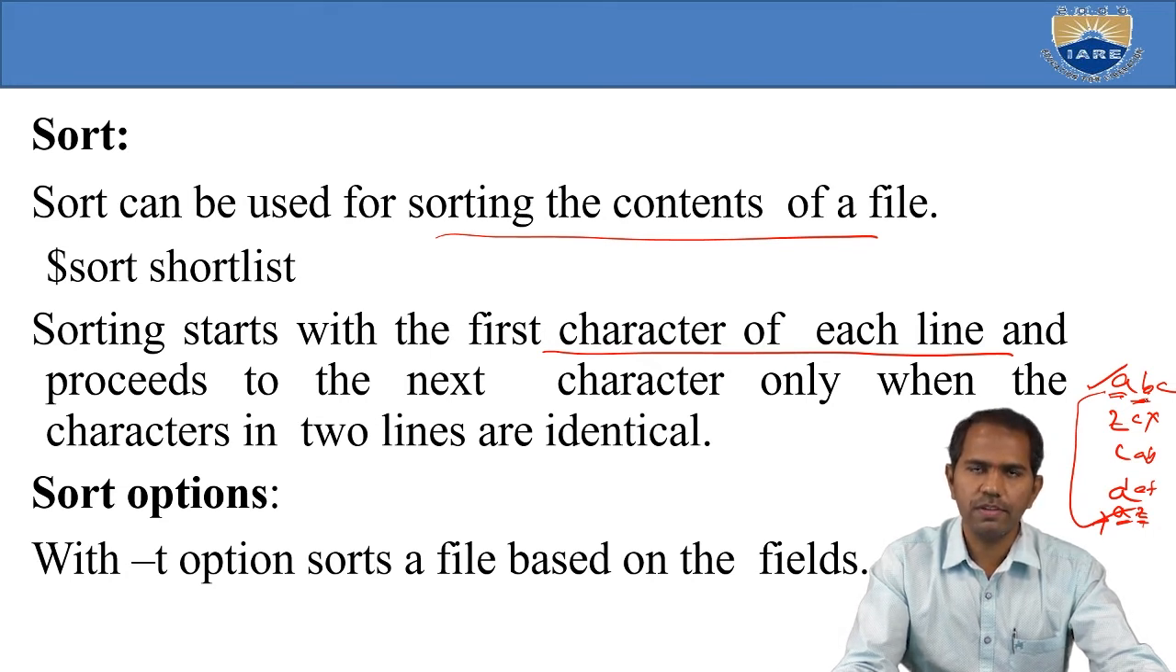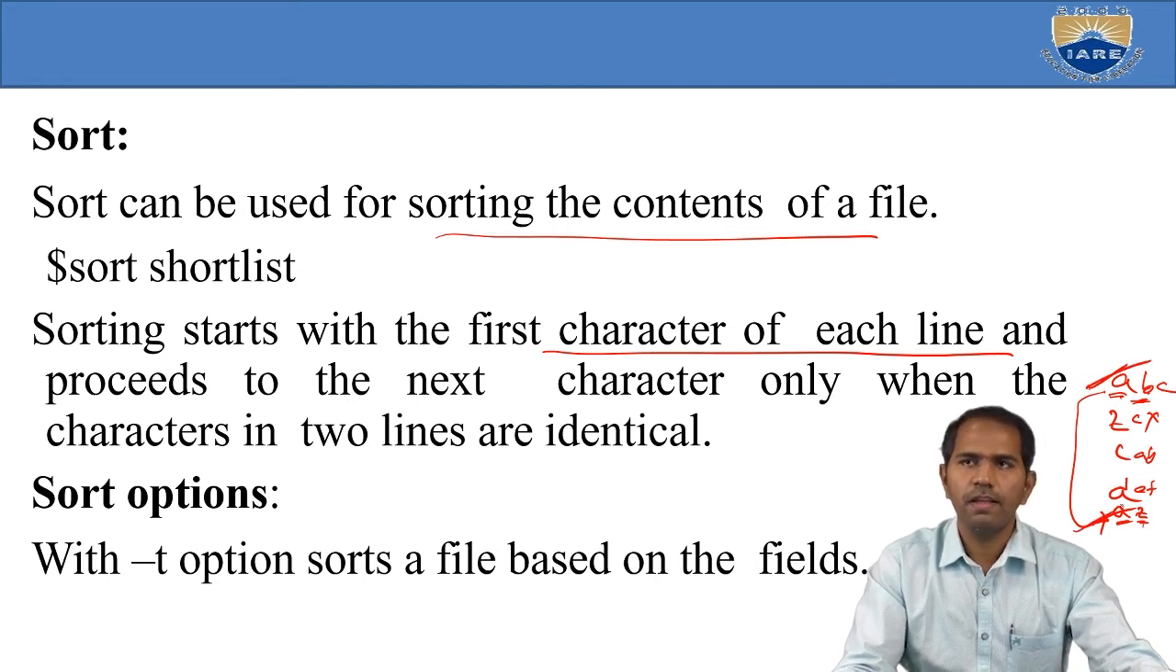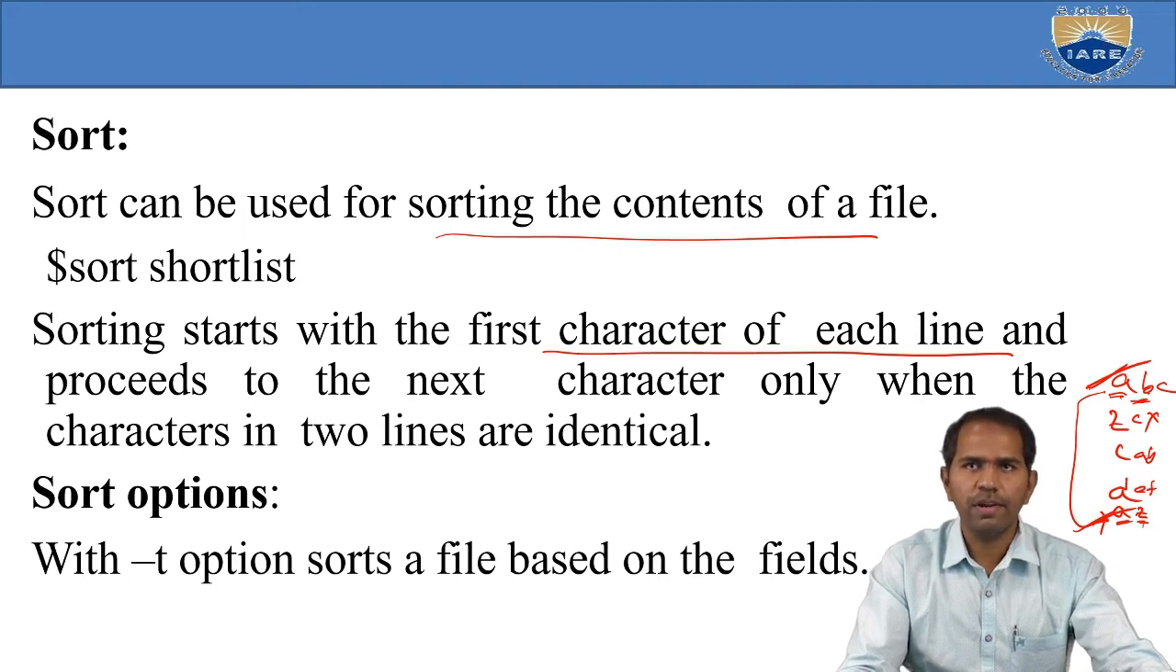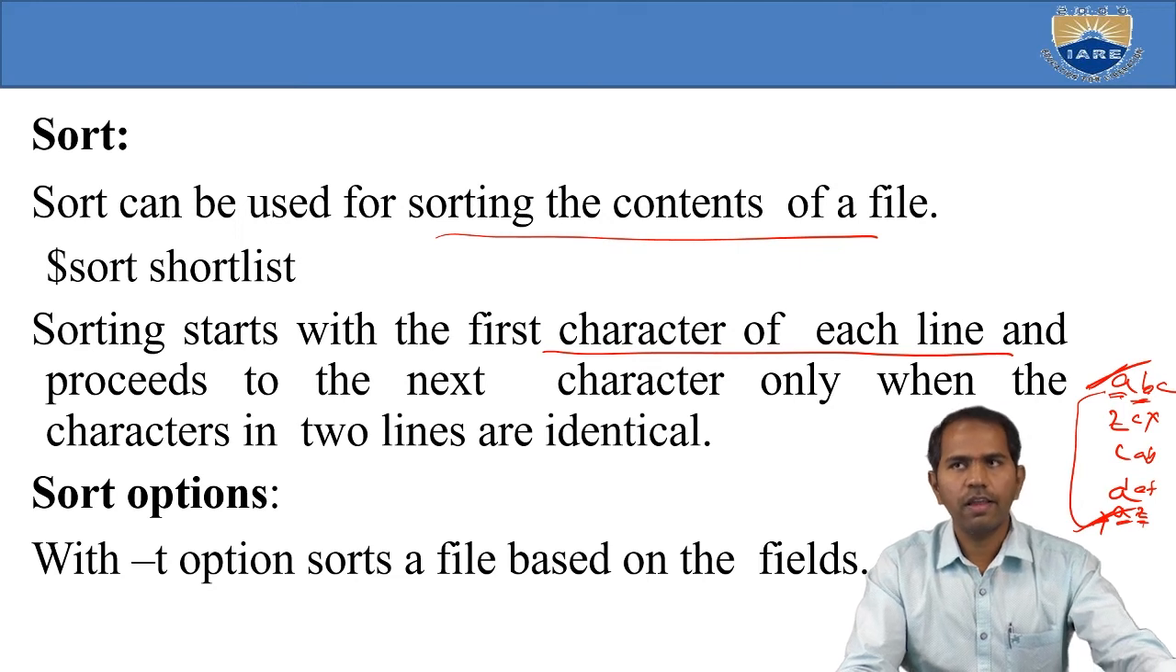So B comes first. Then take ABC as first, and then next take AJ. Like this, it's sorted. So how to write this? It's sorting. Remember here, sort can be used for sorting the content of a file.